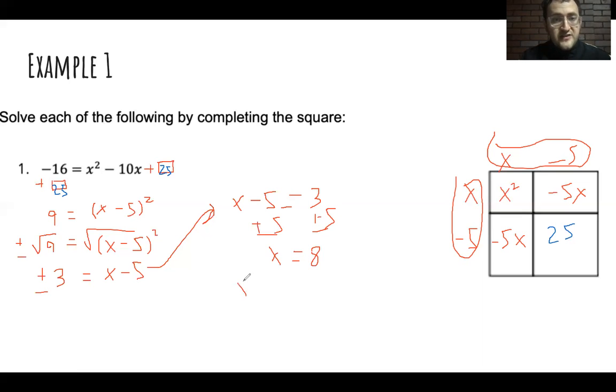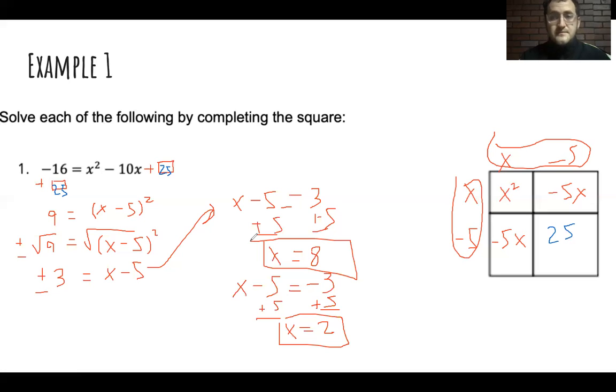And then I also have x minus 5 equals negative 3. And I'm going to add 5 on both sides. So I'm going to get x equals 2 when I do that. Let's go and look at another example.